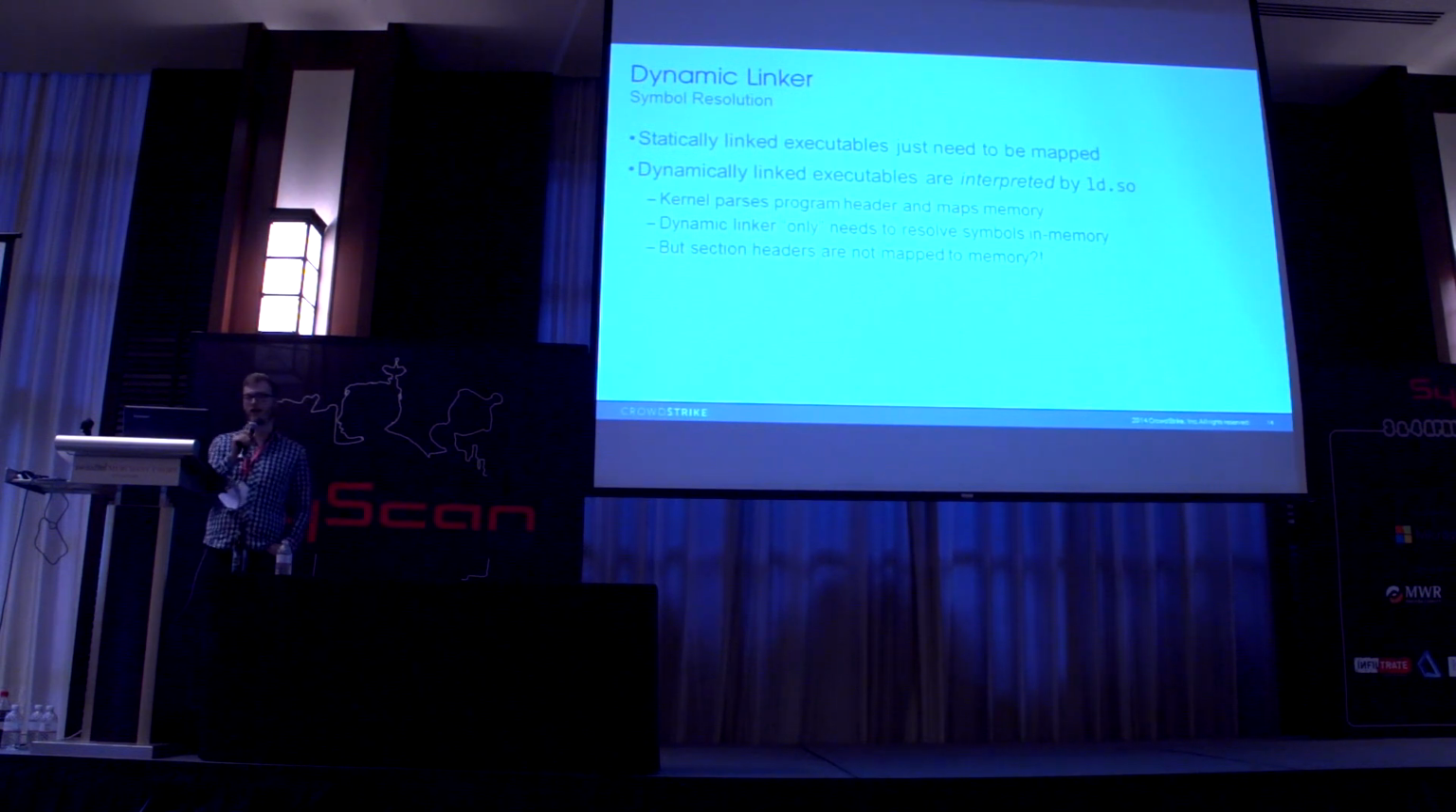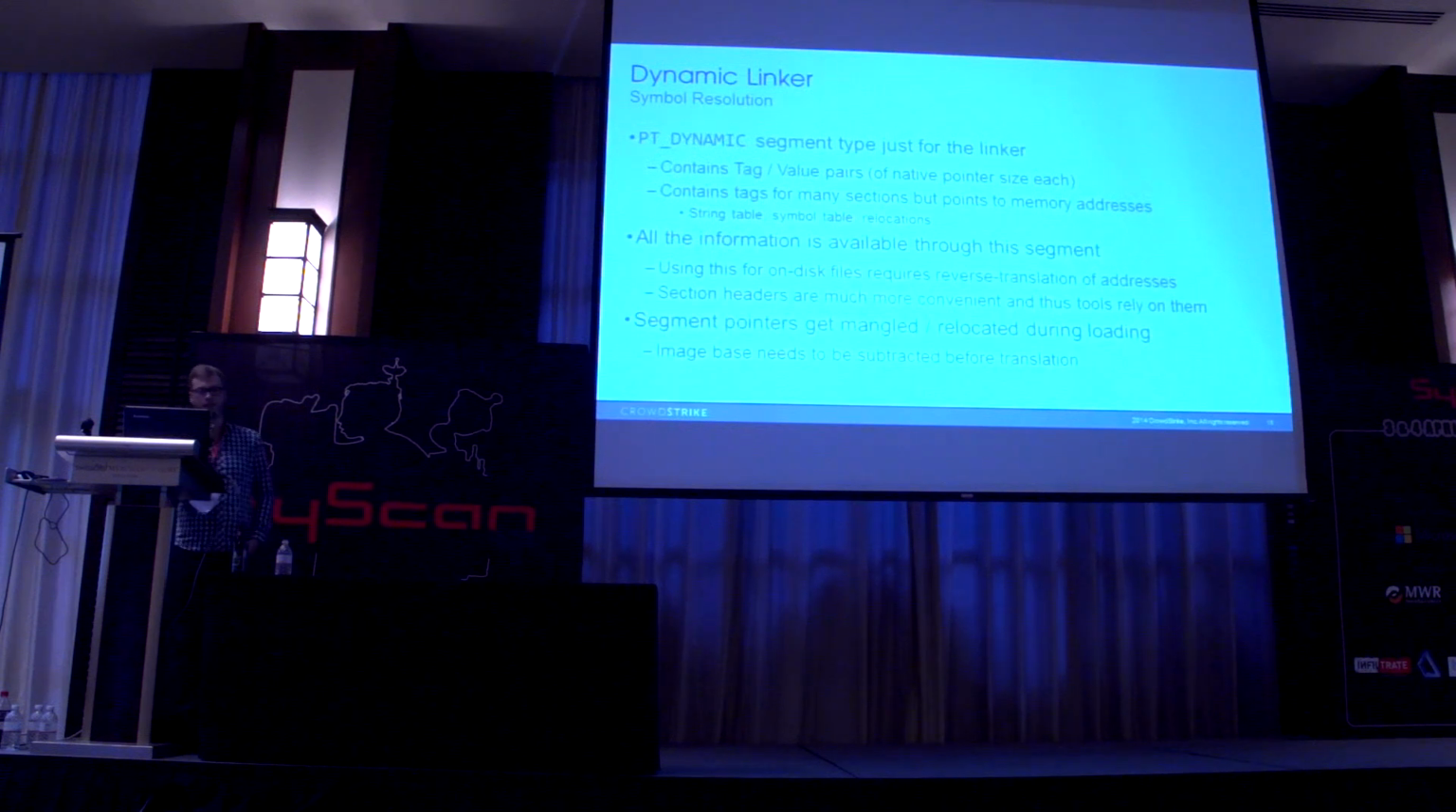If these section headers are not mapped into memory, how do you find the dynamic dependencies? Your dynamic dependencies are in a section, and if you don't have the information about the section headers, you don't know where the section is. Well, this is where a special segment comes in. It's called the PT_DYNAMIC segment type. You can have multiple, but you never have multiple because only one makes sense. It's a segment that is just there for the dynamic linker, and it's basically a tag-value kind of structure. So it's always numeric tags that tell you what kind of information it is, and then the value is typically a pointer into the memory.